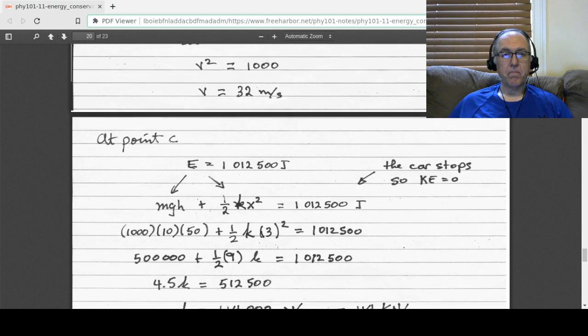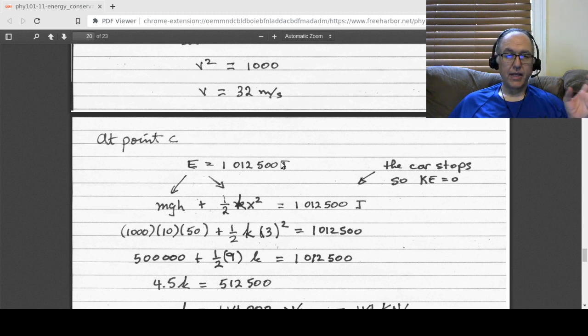Now at point C, we know the total energy there. The total energy there is still that 1 megajoule. That's not going to change, okay? But ask yourself again, what are the contributions to that energy? There's always a kinetic and a potential, and let's take a look here. The kinetic, I didn't even write it in.